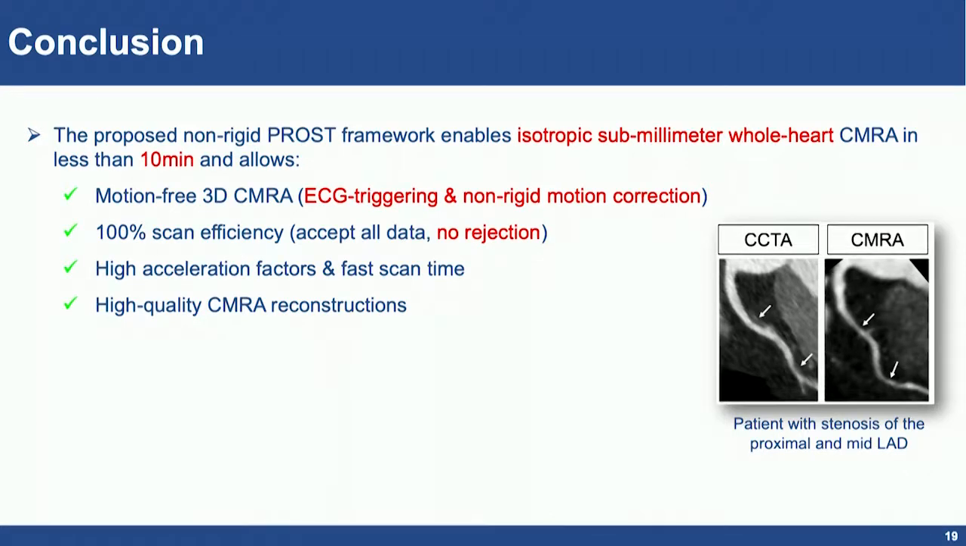So in conclusion, I've been showing you a novel non-rigid framework using PROST regularization, which enables isotropic sub-millimeter whole heart CMRA in less than 10 minutes predictable. So we have the 4 following ingredients. It's a non-rigid motion-corrected framework. We accept all data sets. It's 100% scan efficiency. We don't do any rejection. We can go to high acceleration factor for a fast scan time and high-quality CMRA reconstruction using PROST.